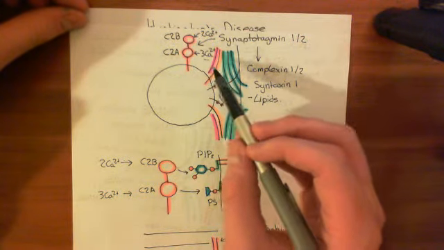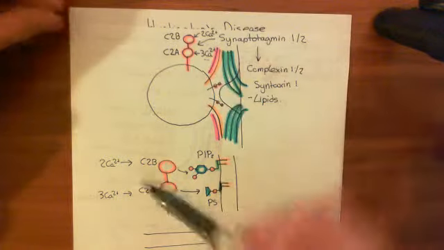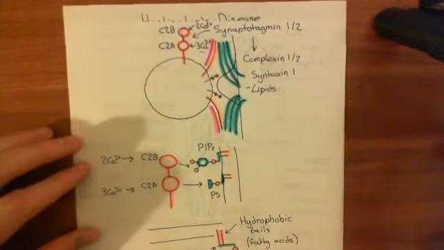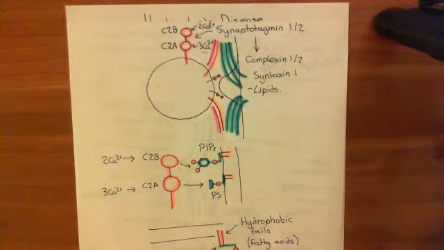So the complexin protein's function changes, and this is really important. We're going to come back to this a lot in this video. Okay, the complexin protein initially functions as a clamp protein, but later on it is really important in actually driving the snare proteins to fuse the two membranes together.